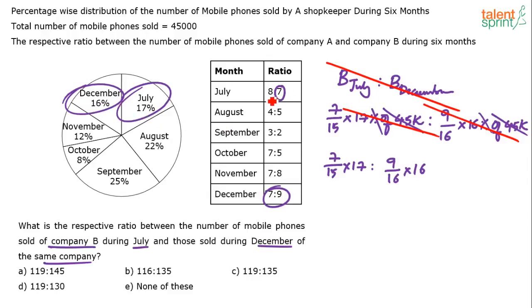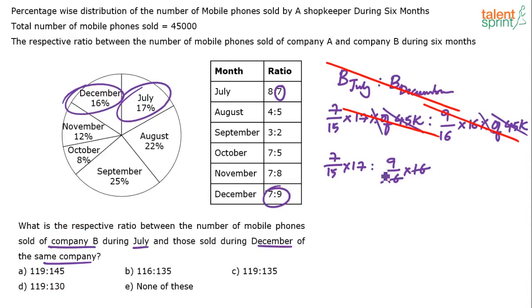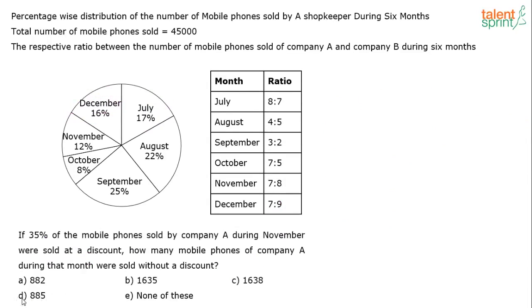So 7 out of 15 into 17. 9 out of 16 into 16. And do the calculation now. So do the calculation. What happens? 16 anyway gets cancelled here. So 7 into 17. How much is 7 into 17? 70 plus 49, 119 is to, this 15 gets multiplied by 9. 15 into 9, how much is that? 135. That's your answer. 119 is to 135. Option C. Alright. Move to the next one. Next question.